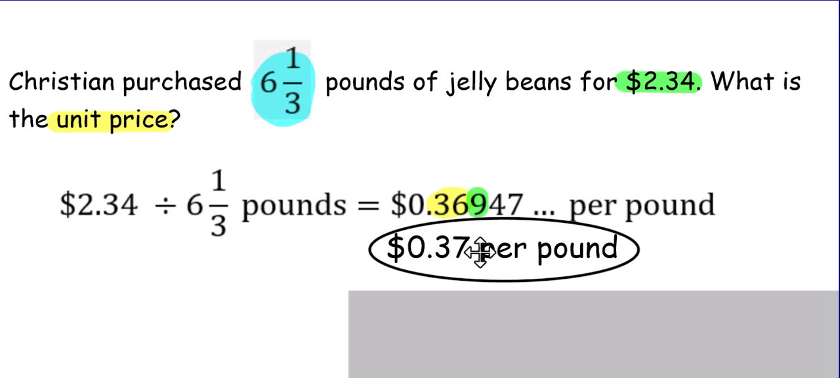So we can write it like this with the dollar sign in front and the decimal point. You can also drop the decimal point and the zero there and use the cent sign after it, but you have to drop the decimal point in order to do that. I'm just going to keep it in terms of dollars per pound here, but this is 37 cents per pound.